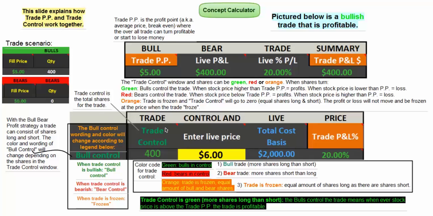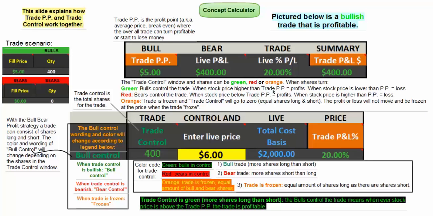So how it simply works is right here, the trade control window and shares can be green, red, or orange. So when shares turn green, which they are now, the bulls control the trade, because when it's green, there's more shares long than there are short. So when the stock price is higher than the trade profit point, and $6 is higher than $5, that equals profits, which is right here.